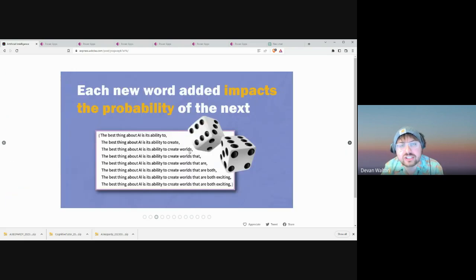Each time a new word is added, it impacts the probability of what the next word will be. You can think of this a little bit like rolling a dice to figure out what the next word should be, because in some cases it doesn't always pick the word with the highest probability to come next. As it turns out, when you always select the word that has the highest probability, you end up with language that is kind of flat, that doesn't have a lot of personality to it. So there's a little bit of dice rolling going on behind the scenes to predict what word should come next.